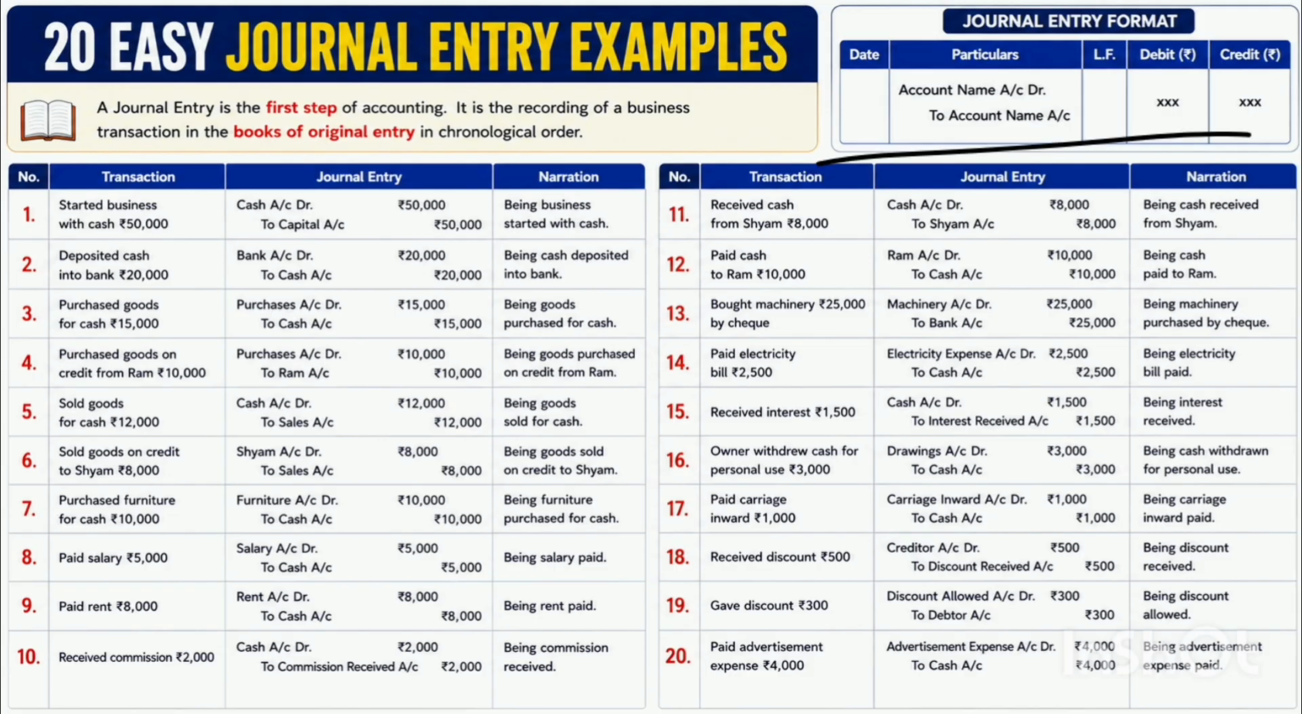Here I have also written the format of the journal entry. You can see the journal has 5 columns: date, particulars, ledger folio, debit, and credit. In particulars we record the journal entry, and in debit and credit goes the amount. Ledger folio is nothing but the page number, and the date is whenever the transaction happens. This is the format we have to follow for recording the journal entry.